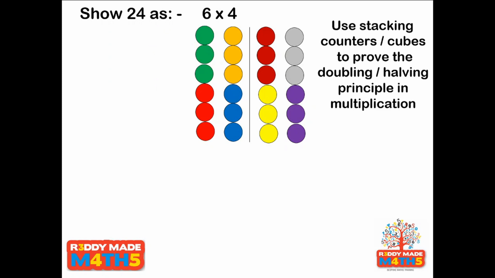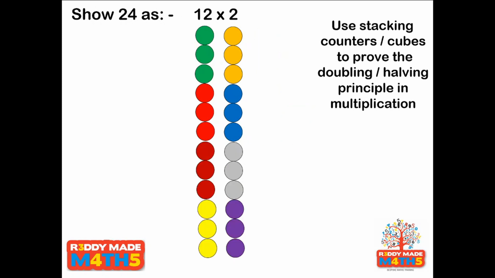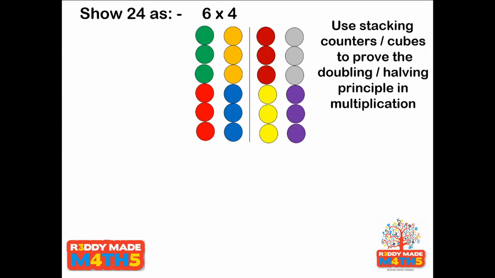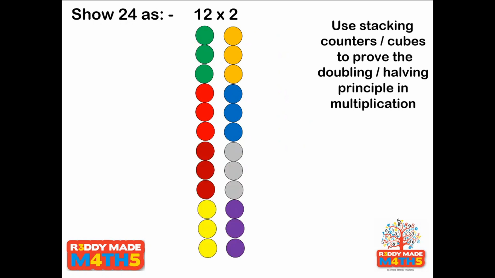Simple. What we then do is we do exactly the same thing. We have that, and we're now going to move the red and yellow line and the grey and purple line and put them under the others. So 6 multiplied by 4 becomes 12 multiplied by 2. Again, 6 multiplied by 4 becomes 12 multiplied by 2. We could obviously then create another line of 24 multiplied by 1.